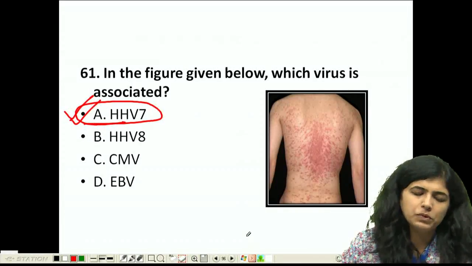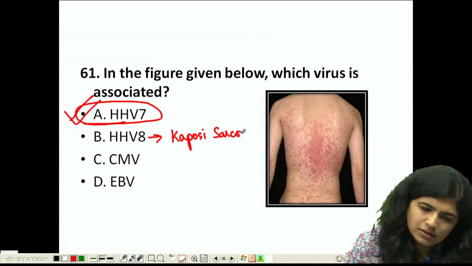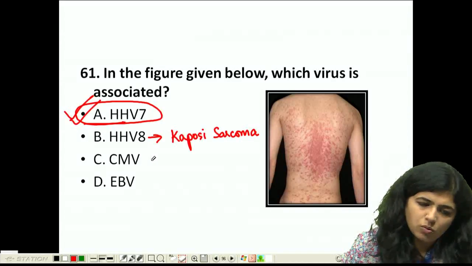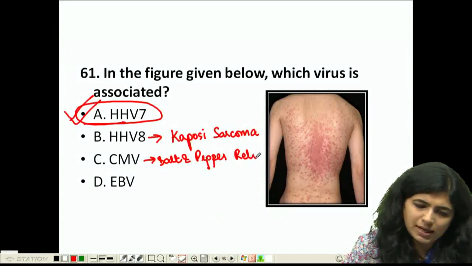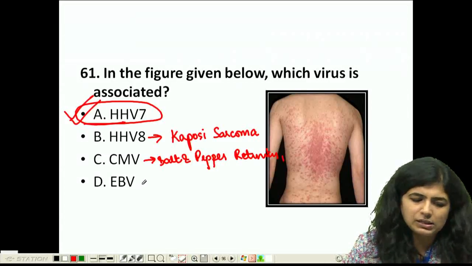Good? Good. What is HHV 8 associated with? HHV 8 is associated with Kaposi sarcoma. What is CMV associated with? CMV is associated with salt and pepper retinitis and other features in immunocompromised people.